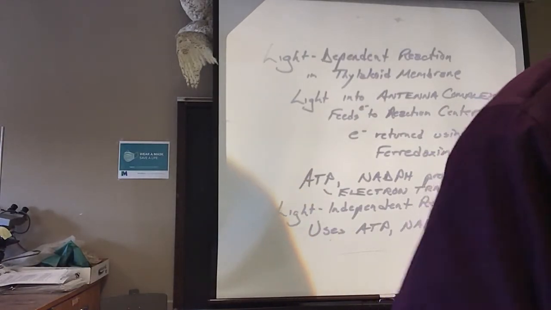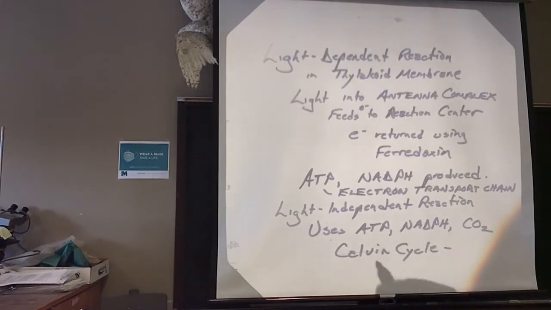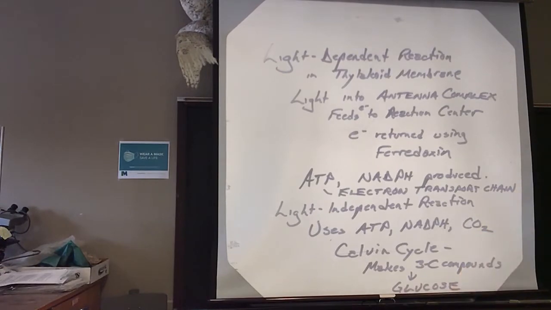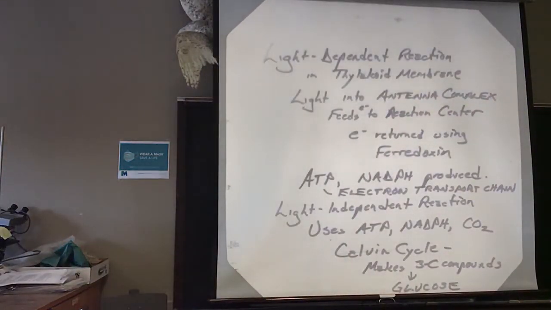So ultimately, you've got the Calvin cycle. It makes 3-carbon compounds. You don't need to know the names of those. And that's used to produce glucose. Ta-da! Final step. It's what you want to get to. And that's kind of, sort of, photosynthesis.